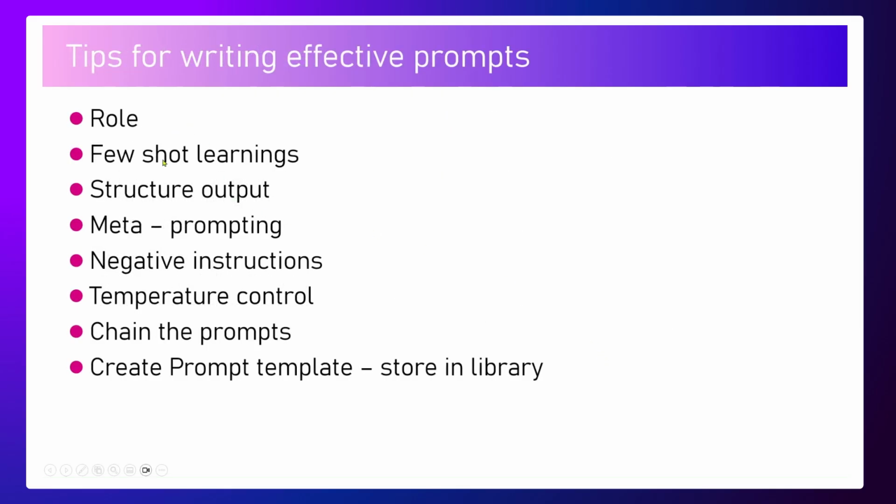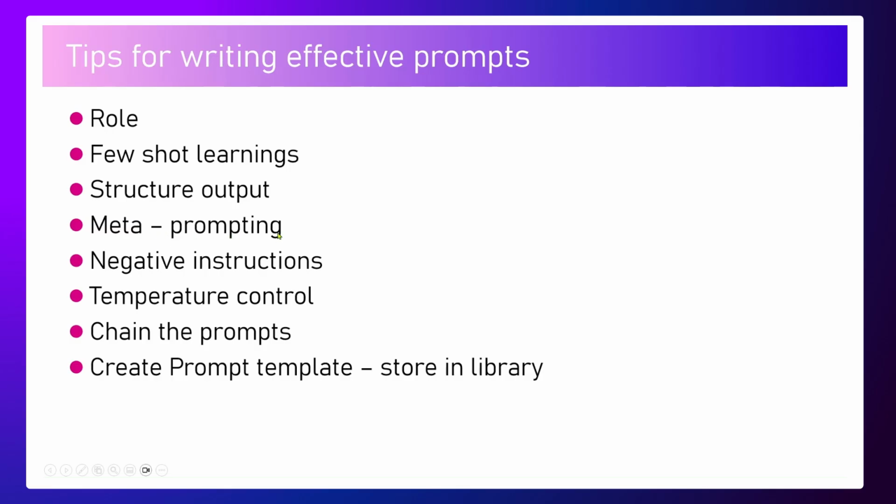So these are a few things: role, few-shot learning, structured output, meta prompting, negative instruction, temperature control, chaining the prompts and creating a prompt template. These are important concepts when you write a prompt. Structured output is how you want the output to be structured. Meta prompting is not about what output you want, but you are asking an LLM to create a prompt on the basis of the prompt which you suggest. So again, this is also an important area. You need to master that. If you do that, then you will get the desired result as expected.